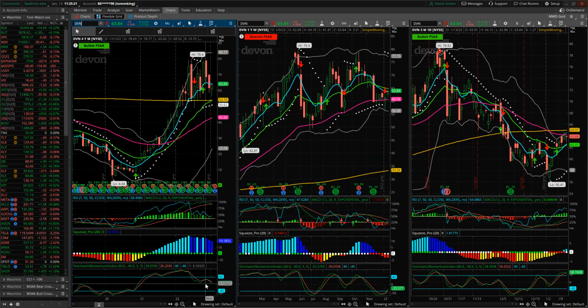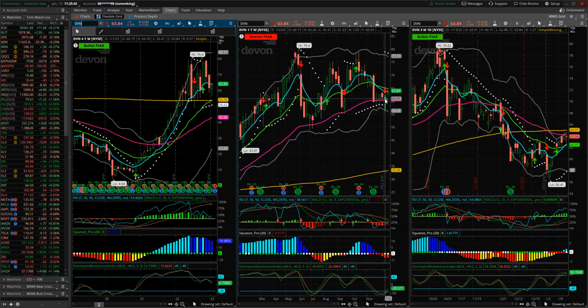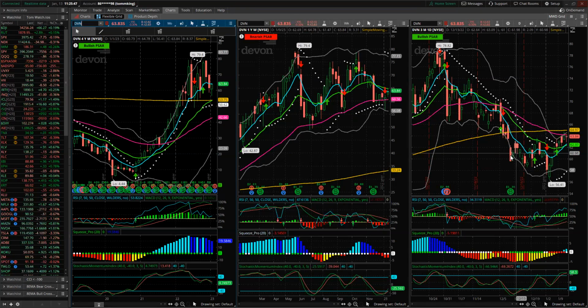Monthly, definitely weak. Devon does not look good on a monthly. It's showing some weakness. On the weekly, starting to turn a little bit here. So maybe some bounce here on the weekly, not bad. Good continuation candle off of this long hammer here, but you're running into the 21 EMA in green.